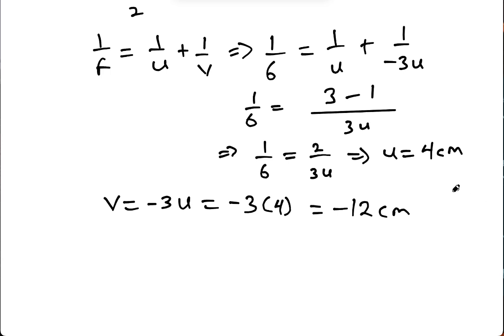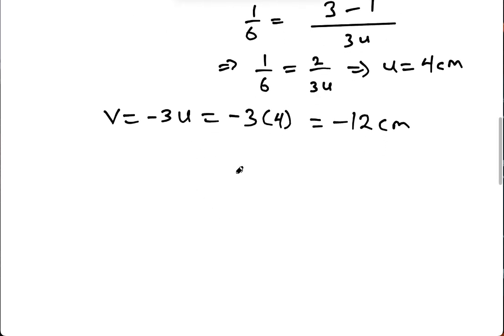This negative sign is just showing that this is formed on the same side as the object, because whenever virtual images are formed for lenses, the virtual image is always formed on the same side as the object. But for mirrors, virtual images are always formed at the opposite side, which means behind the mirror. So in this case, that implies that this 12 centimeters is on the same side.